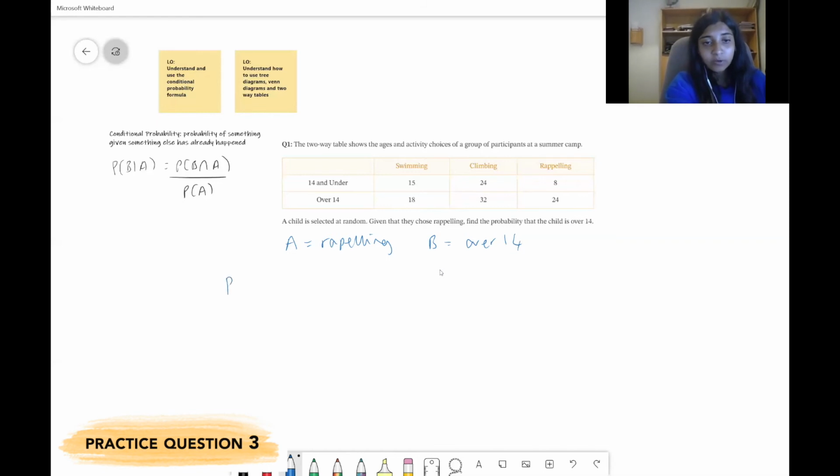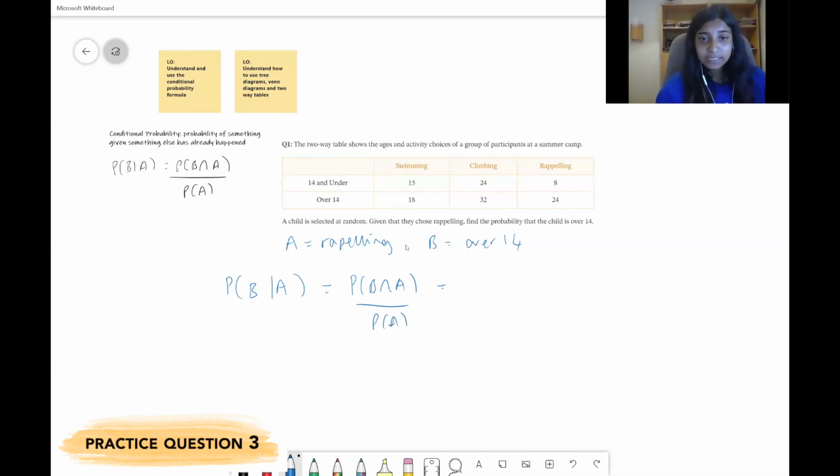So we want the probability, so it's given that they choose rappelling, the probability that the child is over 14. So it's given that they do rappelling, find the probability that a child is over 14. So find the probability of B given A. So remember this line that represents your given. So whenever it's given something, whatever's given, that will go on your right hand side of your line. So now we want to do this just using a formula. So it's the probability of B and A over the probability of A.